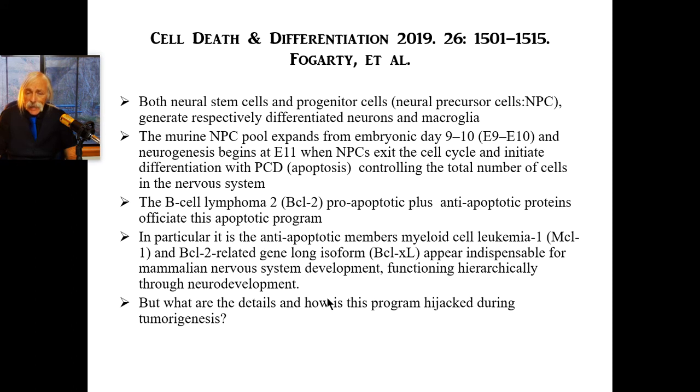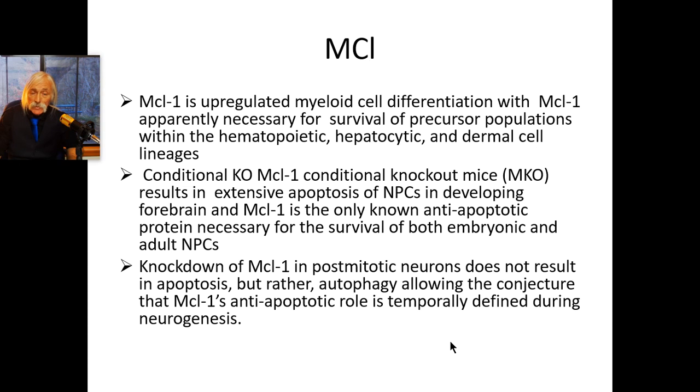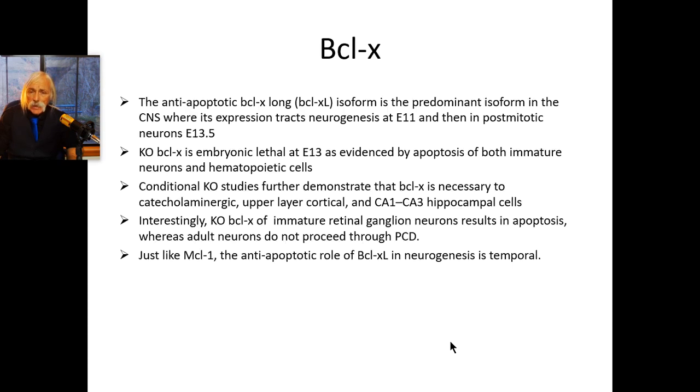In particular, it is the anti-apoptotic members, the myeloid cell leukemia, this is now a subclass, MCL1, and the BCL2-related gene long isoform, BCLXL. So these are subclasses of this BCL2 family, okay, that appear indispensable for mammalian nervous system development. It's not just murine, but also human, of course. Functioning hierarchically, so that means through space and time, so it's an event ontology, through neural development. But what are the details, and how is the program hijacked, for example, during tumorigenesis? So we're going to discuss MCL1 and BCLXL, but we're not going to do that now. We're going to stop here, right?